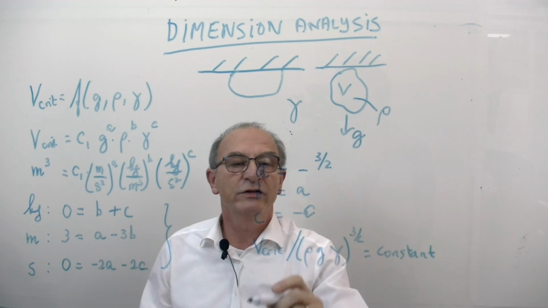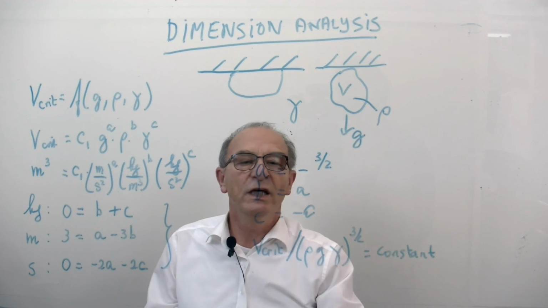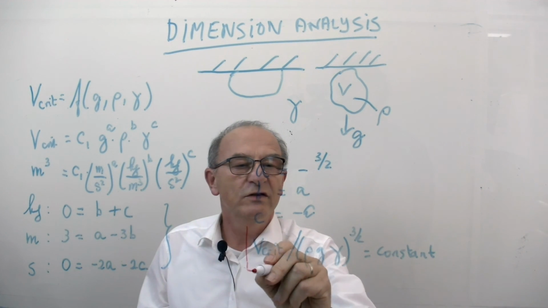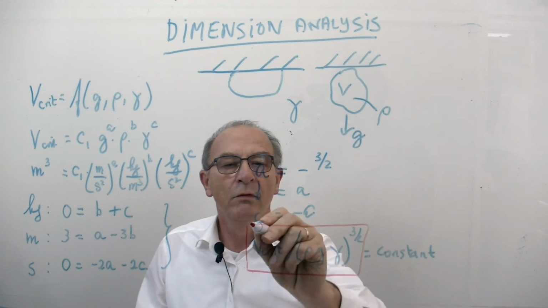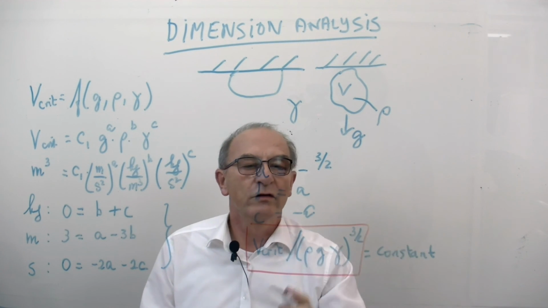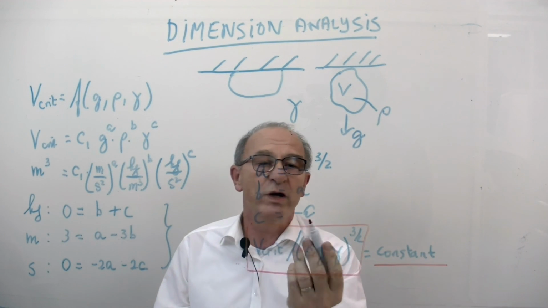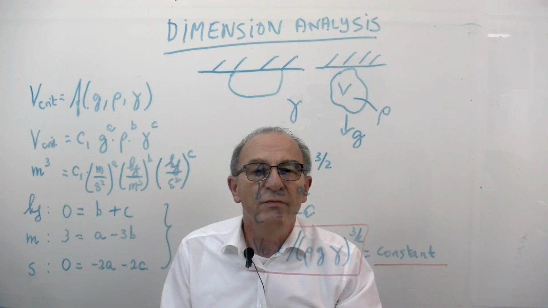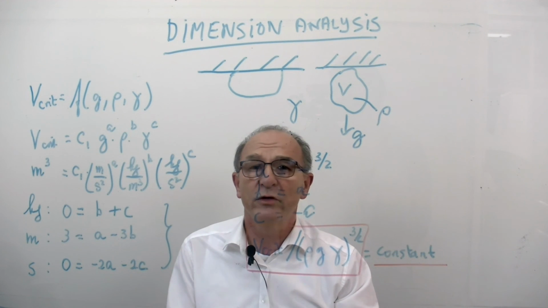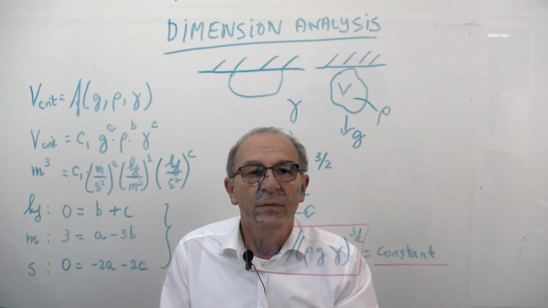I have made a fast step, but what you see here is a dimensionless group which is constant. And this is in principle the principle of dimension analysis. Now we have one group, but normally we have many other groups like Sherwood numbers, Nusselt numbers, etc.